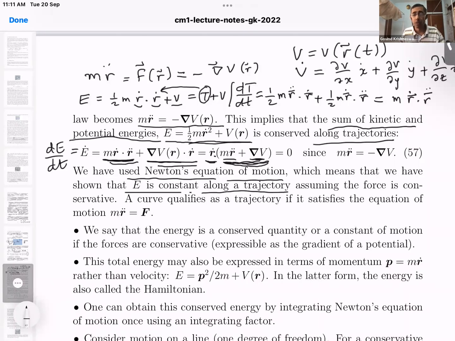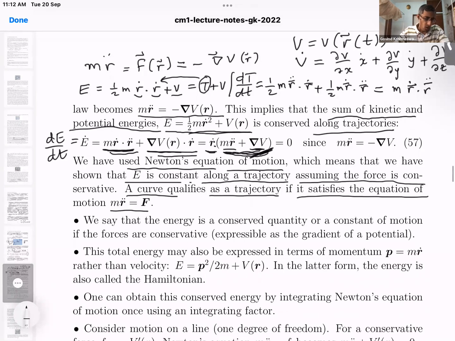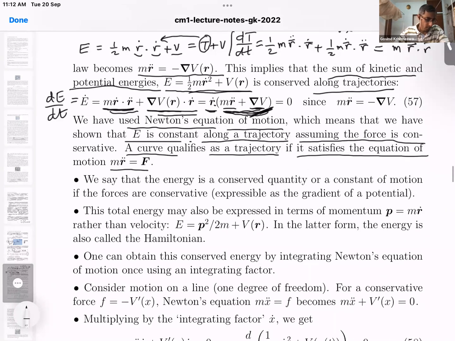We have made use of the equation of motion, so this is valid only along a trajectory, not around any path. Cannot assert this about arbitrary paths. Assuming, of course, that the force is conservative. That again we have used here in recognizing this as Newton's second law. Otherwise, this grad V formulation would not work. Now, a curve qualifies as a trajectory provided it satisfies the equation of motion, m r double dot equal to F. Only such curves are called trajectories. Okay, very good.